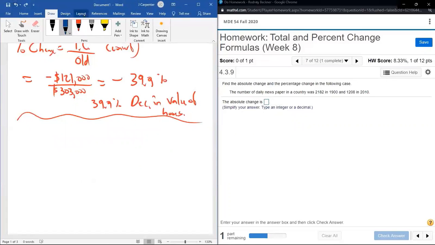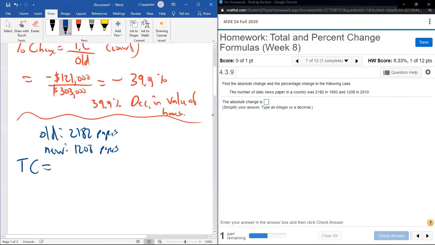We are dealing with the number of newspapers, which was 2182. That's the old. And the new was 1208. And that was papers. So the total change, or the absolute change, interchangeable words there, is new minus old, which is 1208 minus 2182. And this should be labeled papers, so then the unit of the answer is papers.